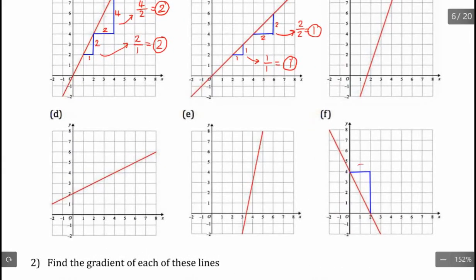So my run there was 2, but my rise, if I still think of it as a rise, is going to make me think of a negative number. That's not risen, that's fallen, so my rise is negative 4. And if I use those in a division, that rise, negative 4, divided by the run, which is positive 2, that will give me a gradient of negative 2, because I'm dividing a negative by a positive.